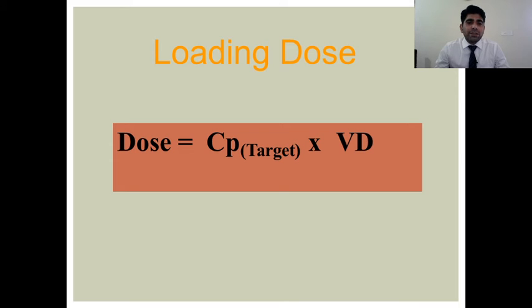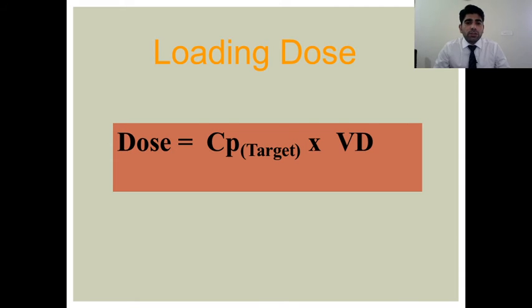It is always higher than the maintenance dose, because it is required from zero to reach that minimum effective concentration or steady state concentration in the blood plasma. It is always given before the maintenance dose, at the beginning of the therapy. So how can we calculate the loading dose?